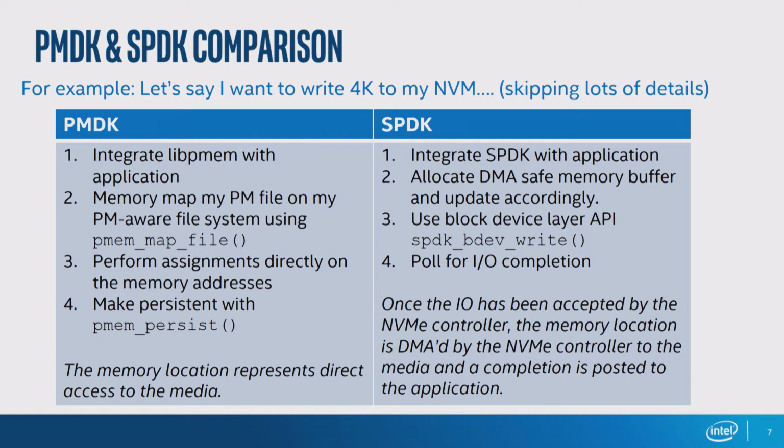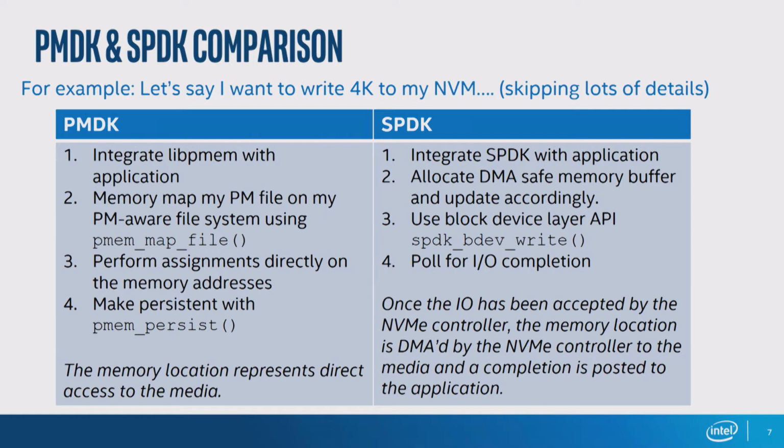Okay, a super simple example just to help you put together the pieces that I just went through. So let's say I want to do a write operation to my non-volatile memory. So in persistent memory, it'd be to my PMM, and in SPDK, it'd be to an SSD or something. Let's go down the PMDK side first.